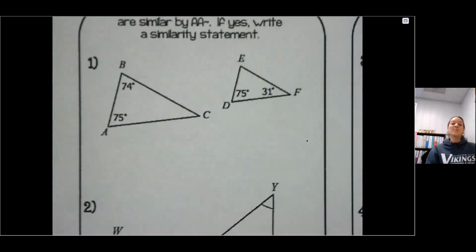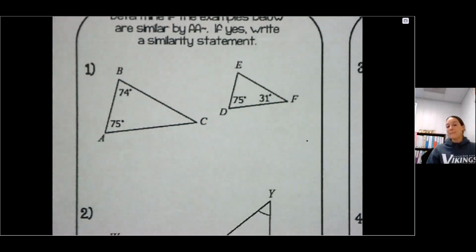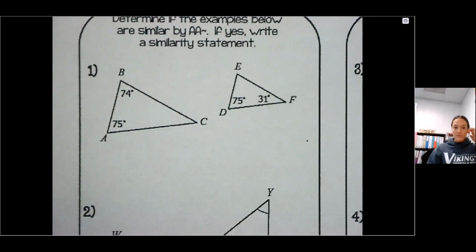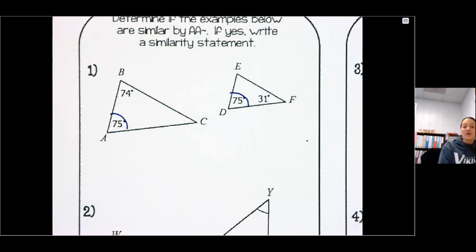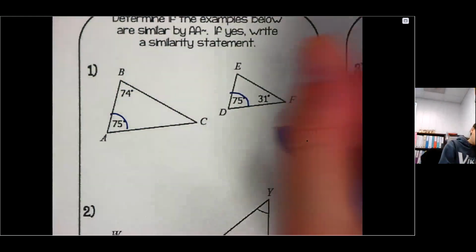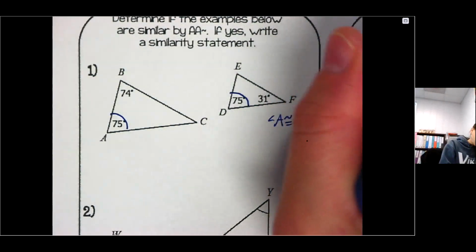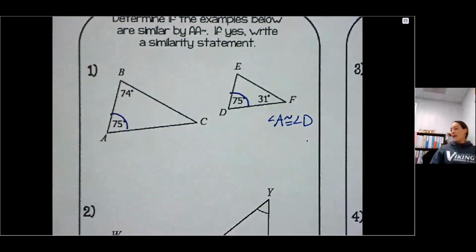Do you have at least 1 pair of angles that are marked as being the same? Yeah, which ones? Angle A and angle D. Great, let's put an arc mark on them to show that they are congruent. Angle A and angle D. Okay, do you have a second pair of angles? Not that's given to you, no, but do you have all the information that you need in this picture? Can you figure out angle C or angle E?